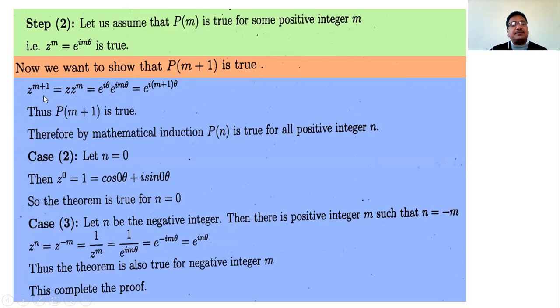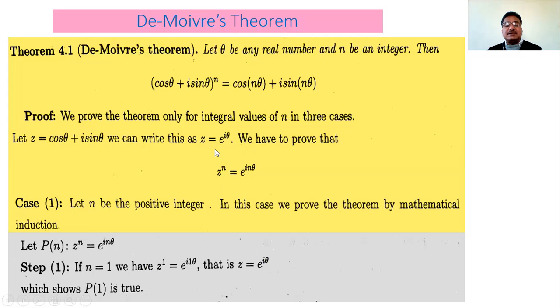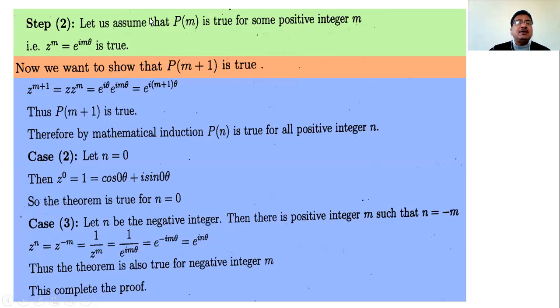So consider the LHS. z raised to m plus 1 is z into z raised to m. The base is the same, so the powers add: z raised to 1 into z raised to m is z raised to m plus 1. And z is e raised to i theta, and z raised to m, by using the assumption, is e raised to i m theta. Therefore it is e raised to i theta plus i m theta. Taking i common, we have (m plus 1) theta, and that is what we had to show.